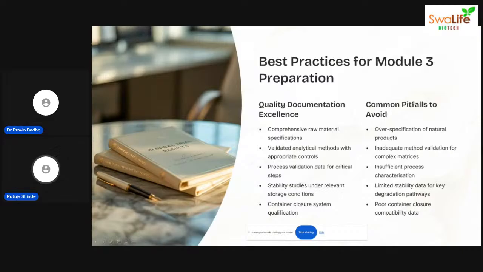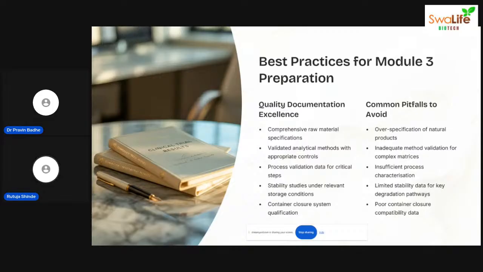So these are best practices for module 3 preparation. To excel in module 3, focus on quality documentation. This means thorough specifications for raw materials, validated analytical methods, and detailed process validation data. Don't forget stability studies under appropriate conditions and container closure qualifications. The more complete and precise your data, the stronger your submission will be.